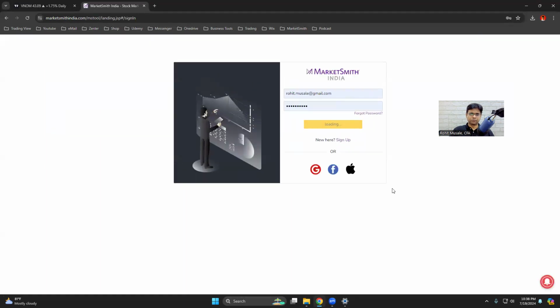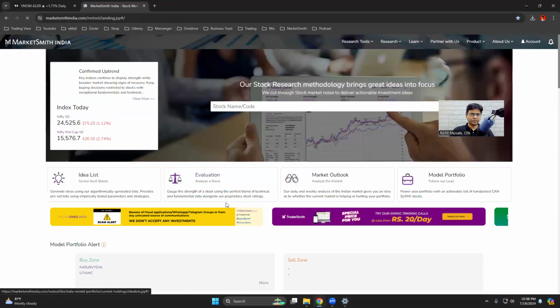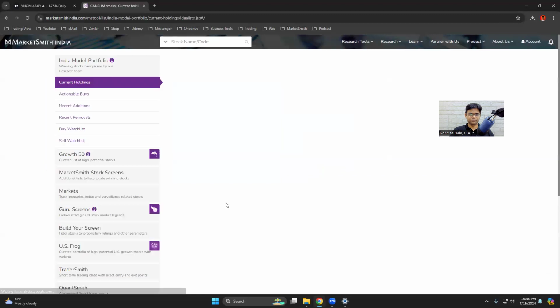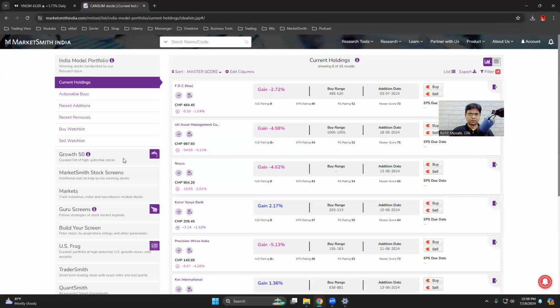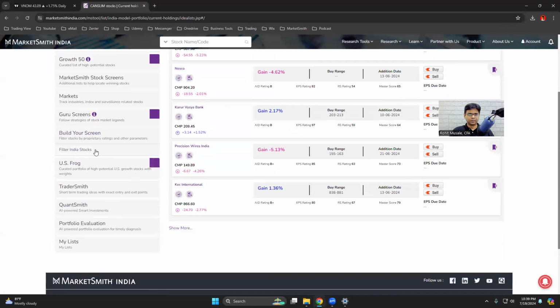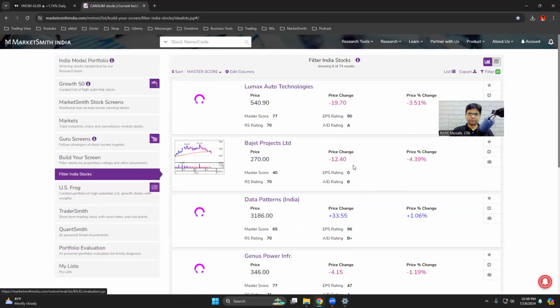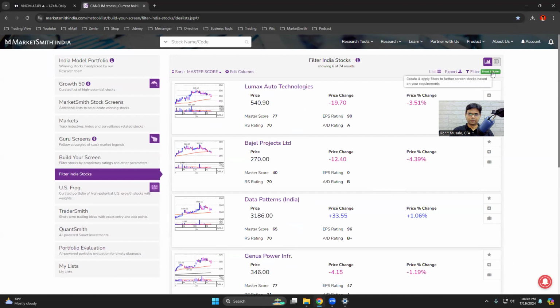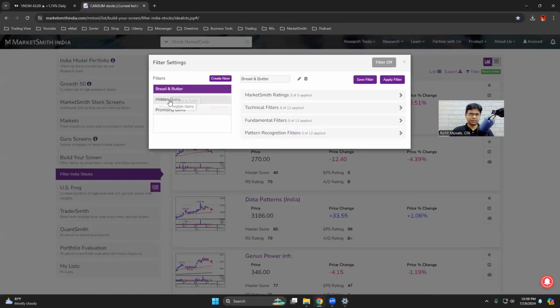So once I log in, I go to idea list. Now in idea list, if you scroll down, you see there is build your screen here. So I click on filter India stocks. Okay, so this is what I get. So I already have filters here. See, filter. So one is bread and butter, then one is hidden gems, and third is promising gems. So these are three filters.